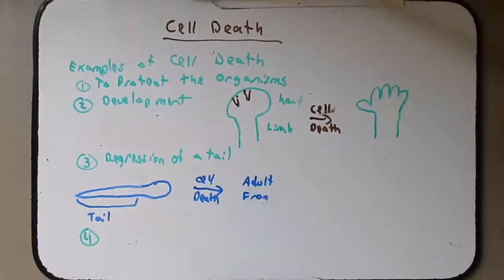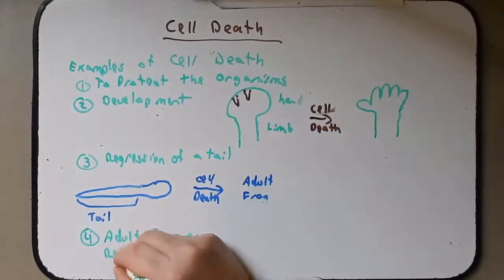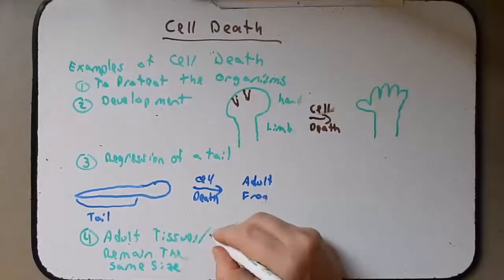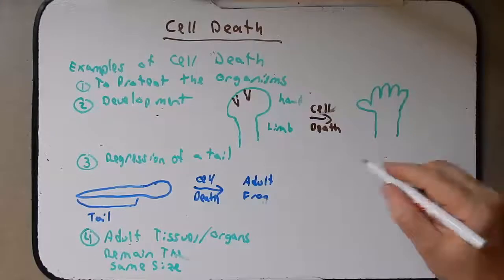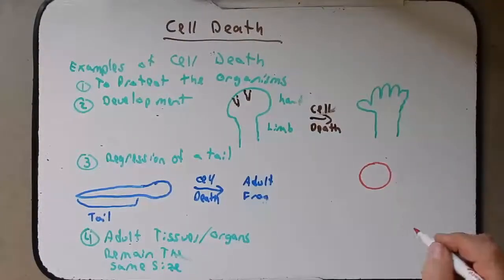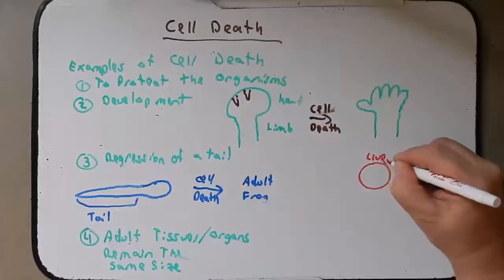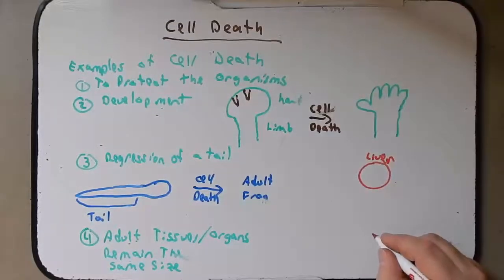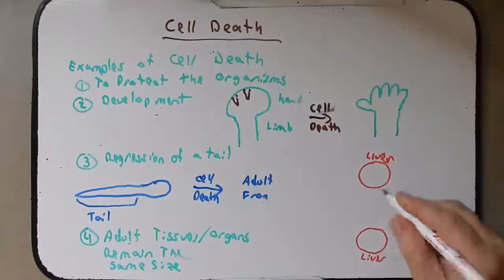There's one more I want to talk about, and that has to do with adult tissues remaining the same size. Now, I shouldn't say just tissues, but tissues and organs. And for this example, I want to talk about the liver, and I'm going to draw that over here. And so I'm going to draw the liver like this. Obviously, the liver is not this perfect sphere, but that's about as good as you're going to get from my drawing. But that's a liver. Now, this liver always has to remain about the same size. So here are two livers the same size. It's actually the same liver.